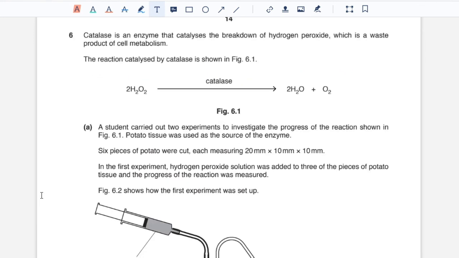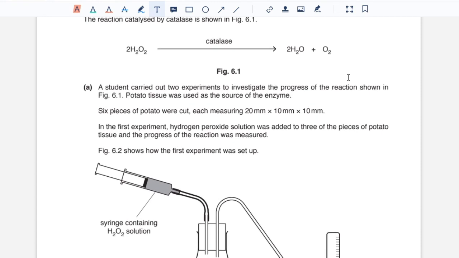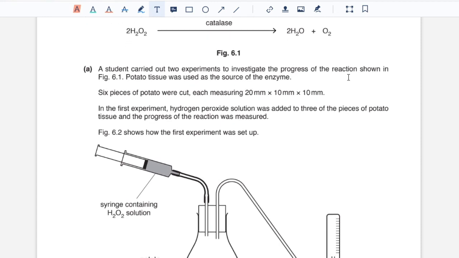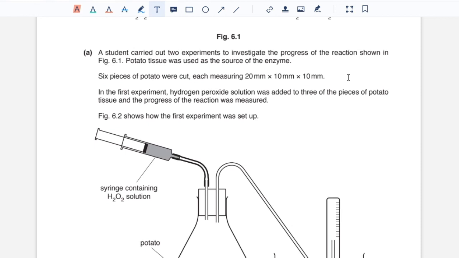Catalase is an enzyme that catalyzes the breakdown of hydrogen peroxide, which is a waste product of metabolism. The reaction catalyzed by catalase is shown in figure 6.1. So hydrogen peroxide is broken down by the enzyme into water and oxygen molecules. A student carried out 2 experiments to investigate the progress of the reaction shown in figure 6.1, where potato tissue was used as the source of the enzyme.